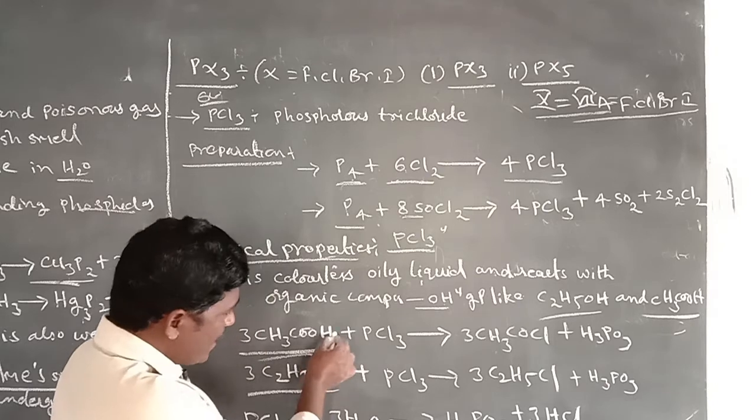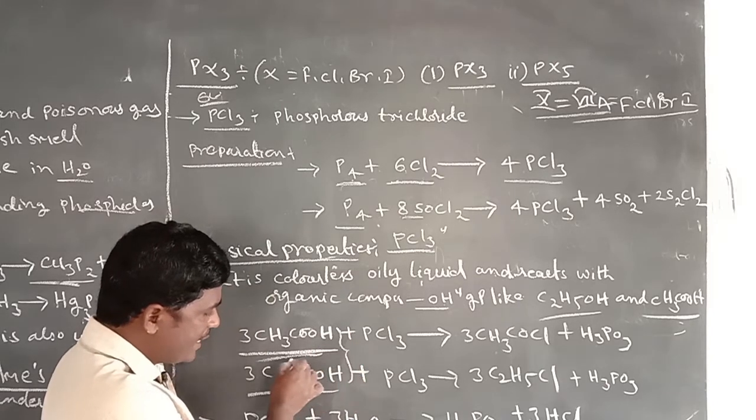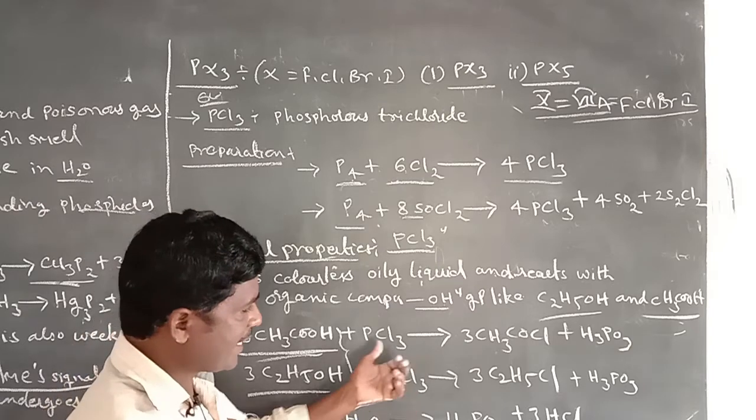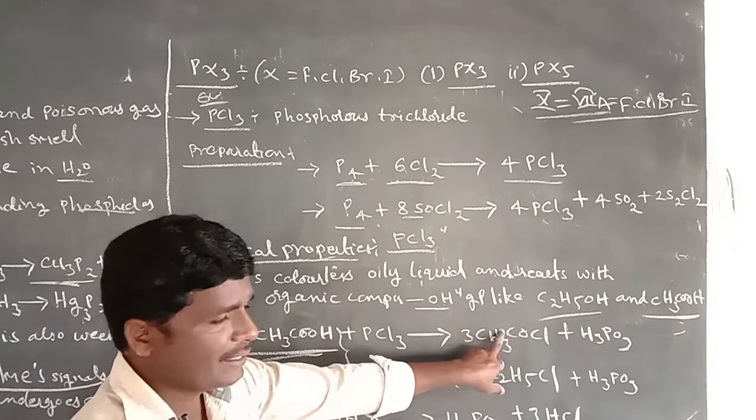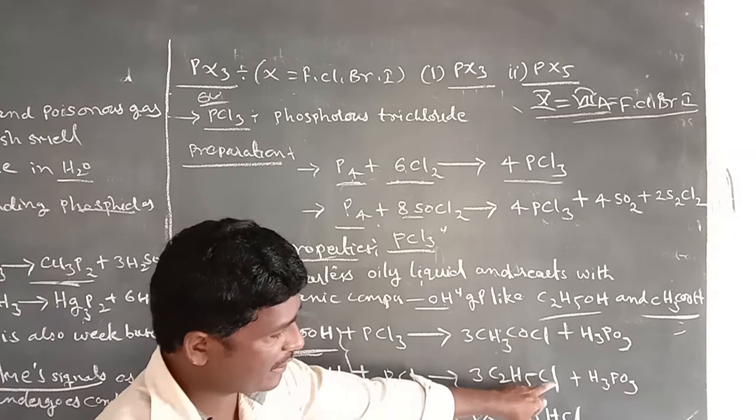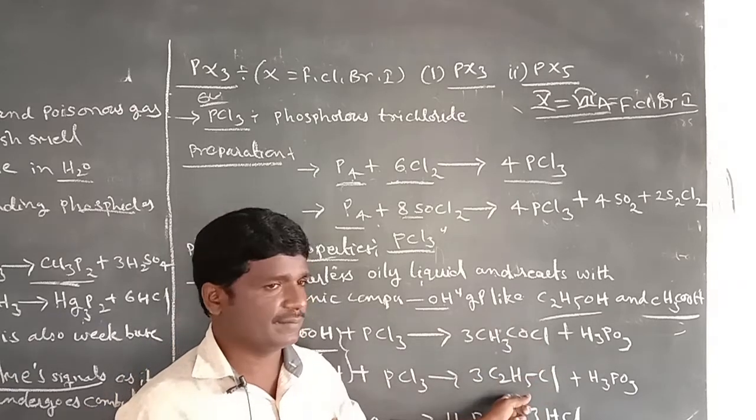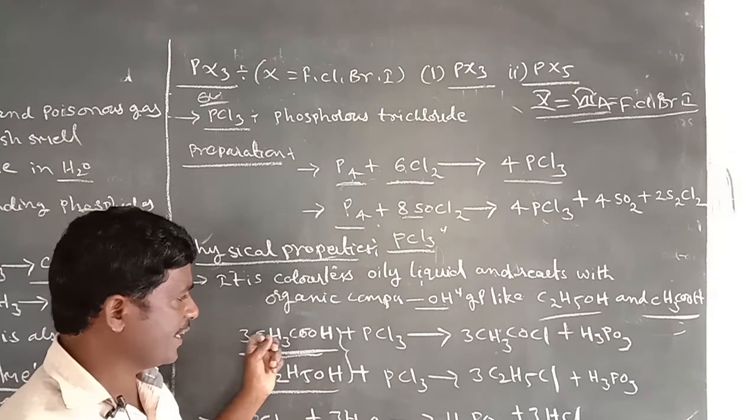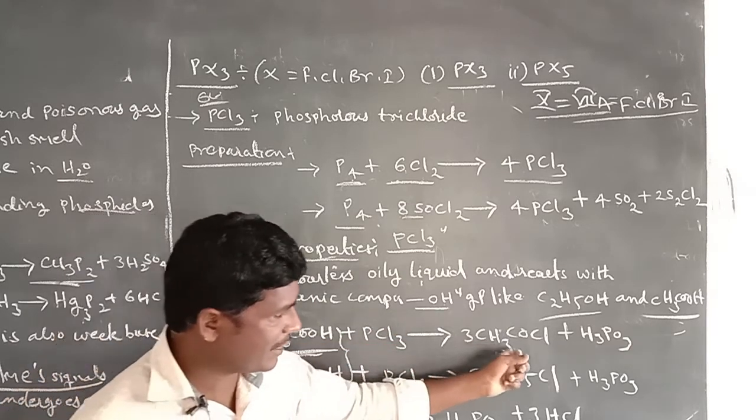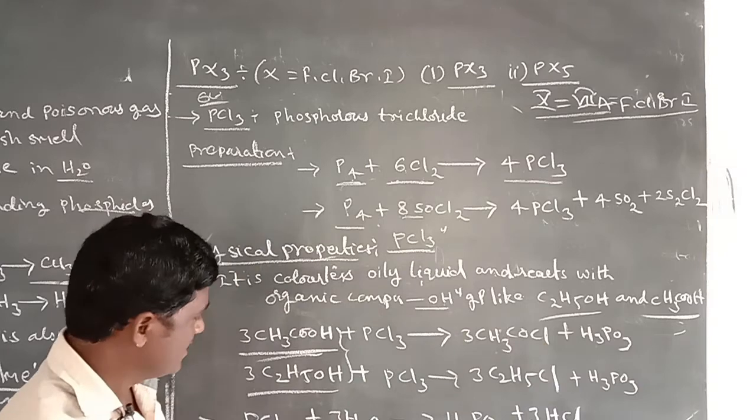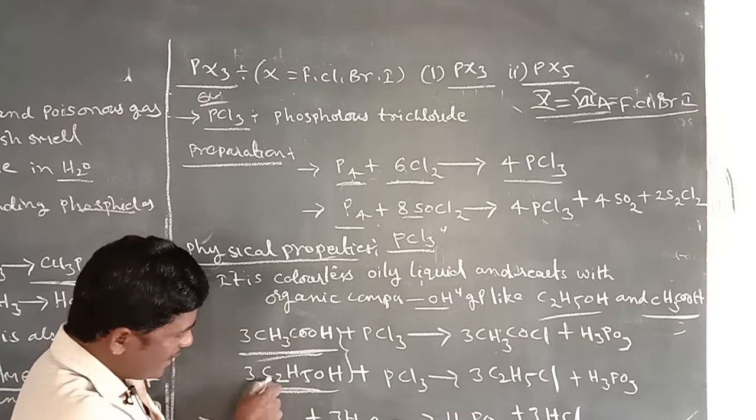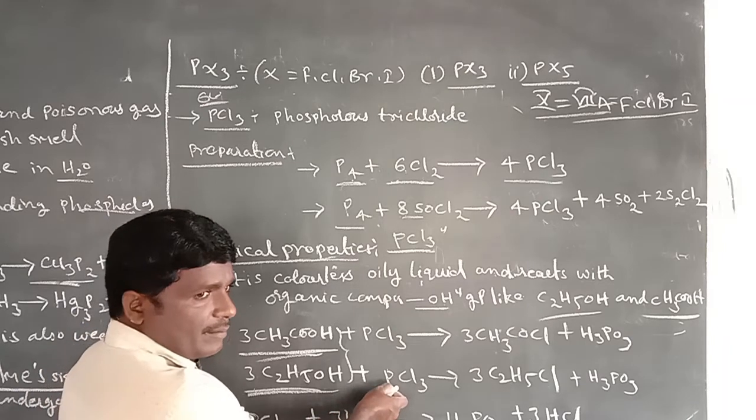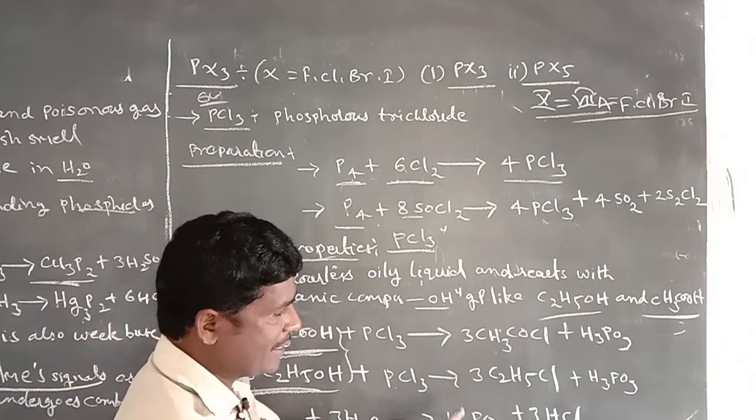Here the organic compounds acetic acid and ethyl alcohol treated with phosphorus trihalides form ethyl chloride C2H5Cl and acetyl chloride. In the first reaction, phosphorus trichloride reacts with acetic acid to form acetyl chloride. In the second, ethyl alcohol C2H5OH combined with phosphorus trichloride forms ethyl chloride.